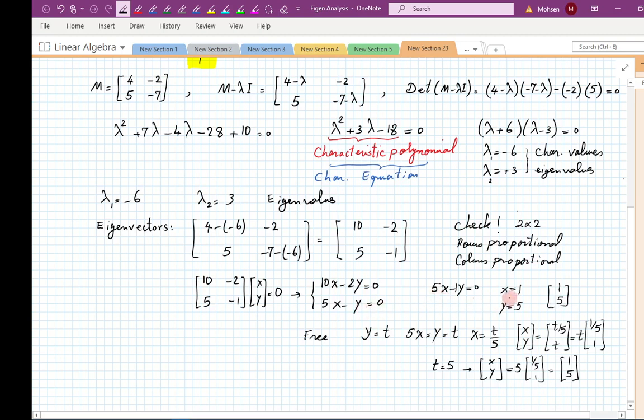This is easy to solve. Just double check, make sure you don't make a mistake, you don't put the wrong number and so on. So what we have here is, if lambda 1 is equal to minus 6, we might as well call that eigenvector also with subscript number 1.